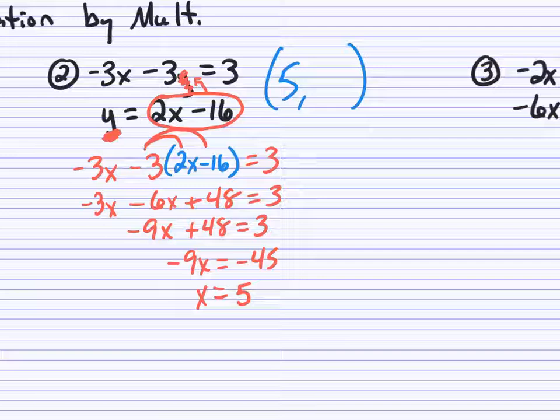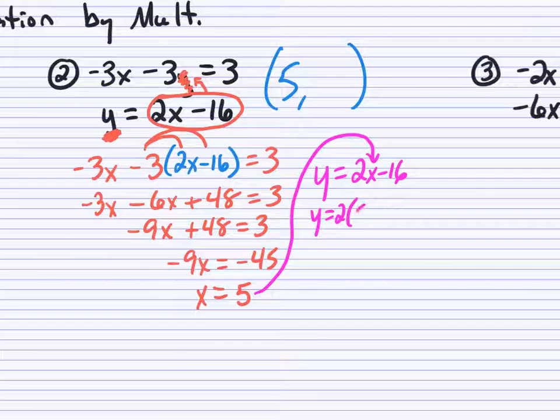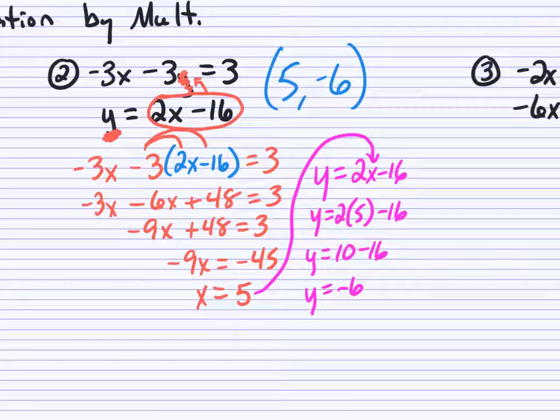Now we always have to go back and get the other variable, and I'm going to use the bottom equation, even though either one of them will work. Since x is 5, I'm going to plug in a 5 for my x. And we get the y value to be negative 6. So these two would intersect at the point 5, negative 6.